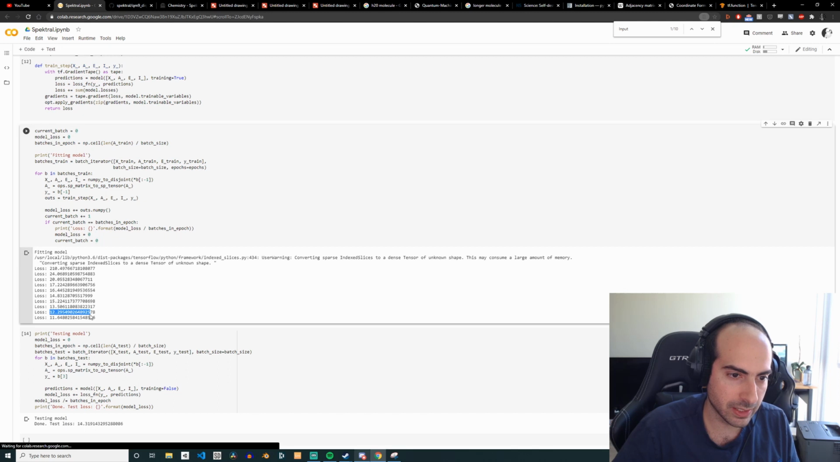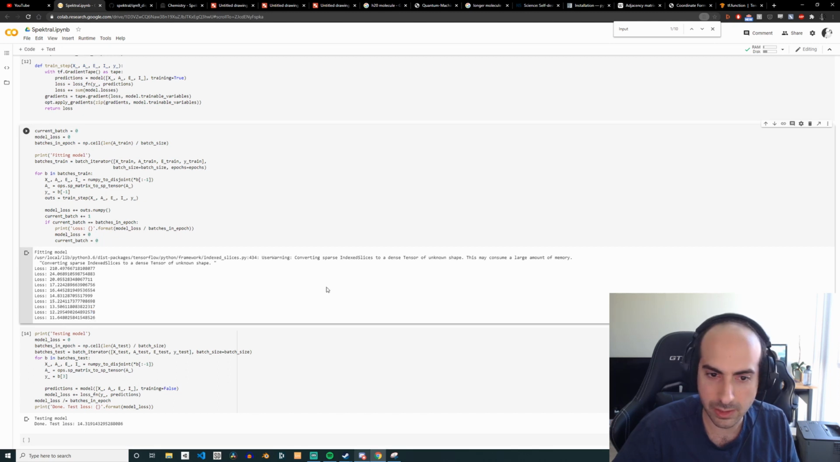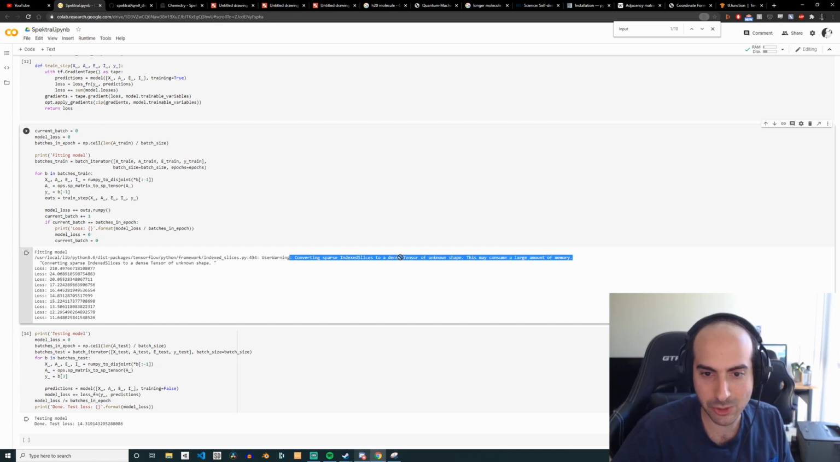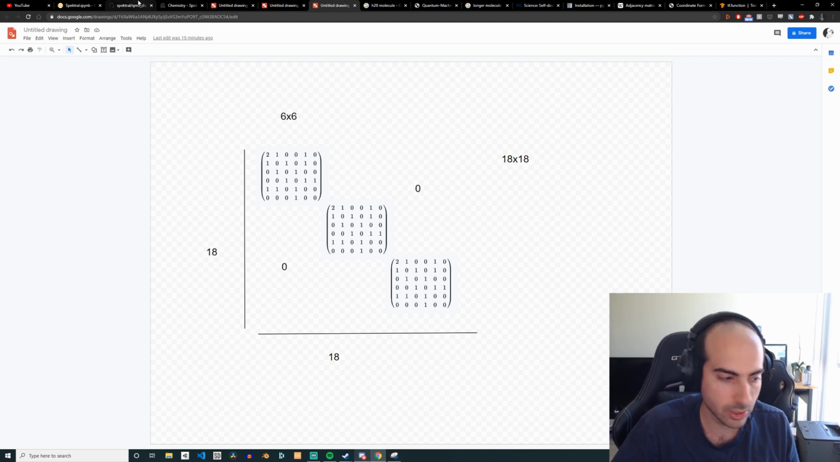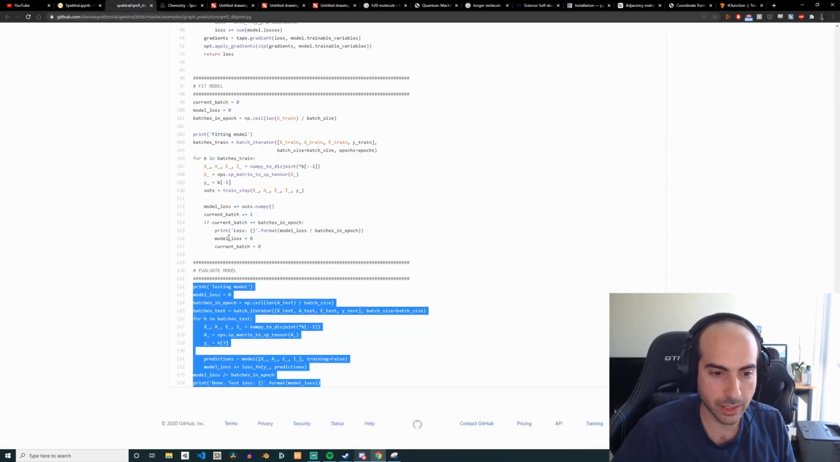It still looks like it's fairly high, so I wonder if we could make, this may consume a lot, yeah. So, converting a sparse index slices to a dense tensor of unknown shape. This was earlier when I was talking about this here. Even though you were able to fit everything this way, most of this matrix is going to be really sparse. And so when you try to feed this thing into something like Keras or TensorFlow, it's going to complain that this is really sparse and it's going to take up a lot of memory. In this case, we just used 1,000 molecules, but imagine you're using a couple of million and each of those molecules are very large. This would quickly become not so scalable.